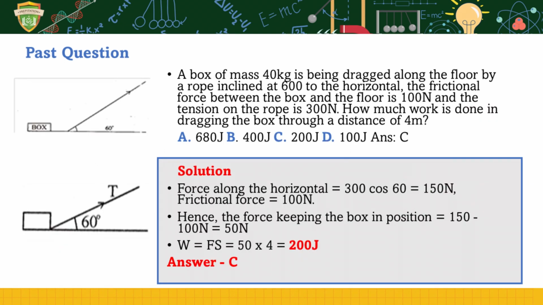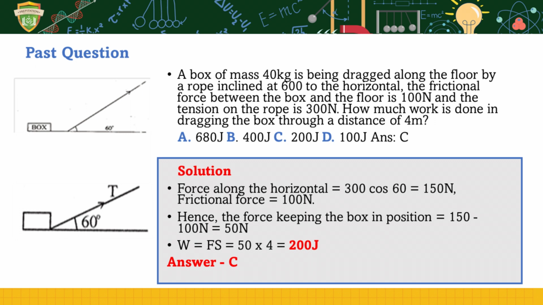Next question. A box of mass 40 kilograms is being dragged along the floor by a rope inclined at 60 degrees to the horizontal. The frictional force between the box and the floor is 100 newtons, and the tension on the rope is 300 newtons. The question is, how much work is done in dragging the box through a distance of 4 meters? There are 4 options here. The first option is 680 joules. The second option is 400 joules. The third option C, 200 joules. Then the last option D, 100 joules.